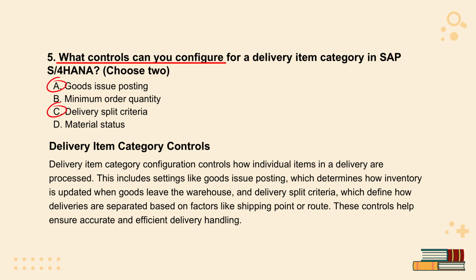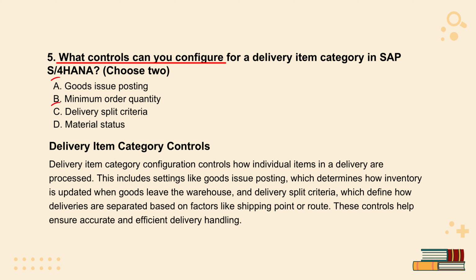That's a good way to put it, yeah. It gives you more granular control over how specific lines in a delivery document are handled. Okay. So answer A, goods issue posting. This setting on the item category can control how the system records that goods have physically left your inventory. Like automatic versus manual? Exactly. You might have some standard items where as soon as the delivery is processed to a certain point, the goods issue is posted automatically in the background, updates inventory immediately.